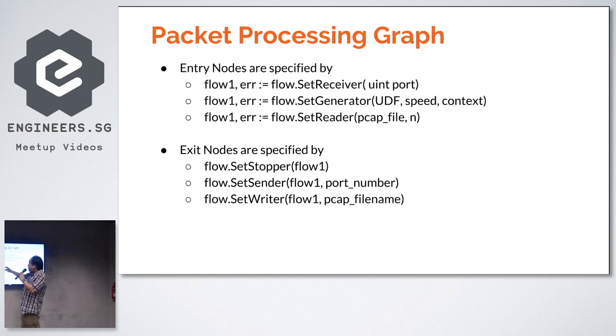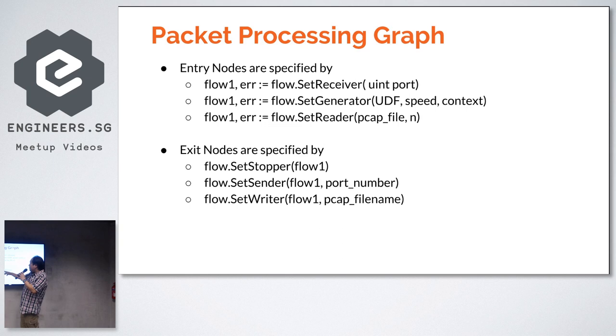And then after that, you need to know exit nodes, right? How to stop the flow. You literally stop the flow by just set stopper, because when the flow exits, there are only two ways: either it stops the flow, which means drop packets, or it gets out. So you have port 0, port 1, port 2, port 3. So it goes out to which port? Or you want the packet to be stored inside a file. So this is for writing to a pcap file.